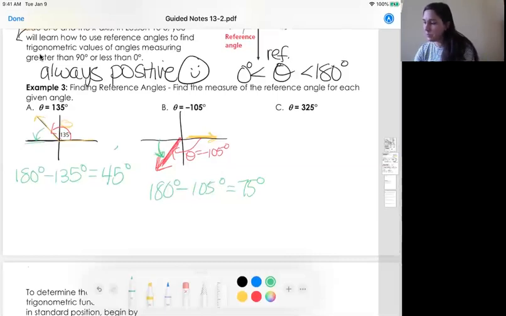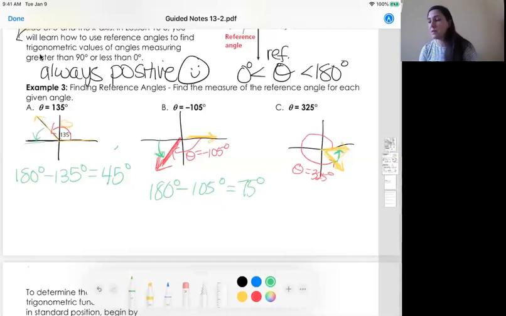All right, then the last one, we've got 325 degrees. So I'm going to draw my axis. I'm going to draw my angle. There's my initial side. I need to rotate it. So 325 is bigger than 270, less than 360, so it's about there. All right, so if this is theta, 325 in red, the reference angle is going to be this angle, the acute angle formed between the terminal side and the x-axis.